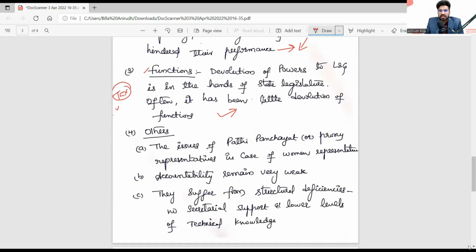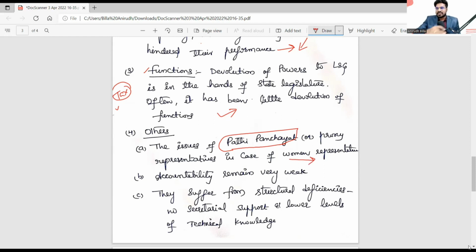What are the other issues we have observed? The issues of Pati Panchayat. What is this Pati Panchayat, guys? What is this proxy representation? Proxy representation means wherever there is a reserved seat for women, the woman candidate is elected there, but the actual rule or actual power is in the hands of her husband. This is observed in many states. So that's why we write issues of Pati Panchayat or proxy representation in case of women representatives.